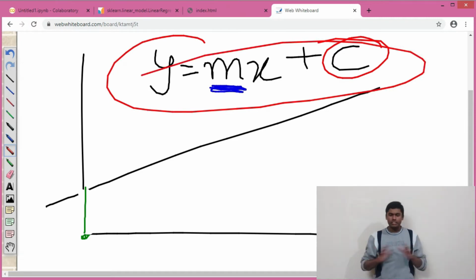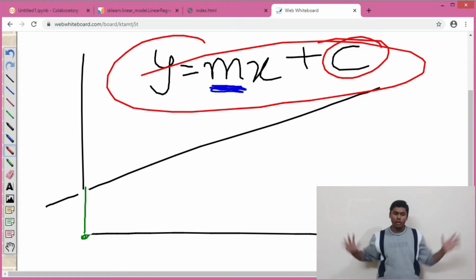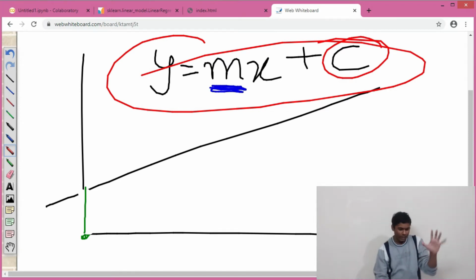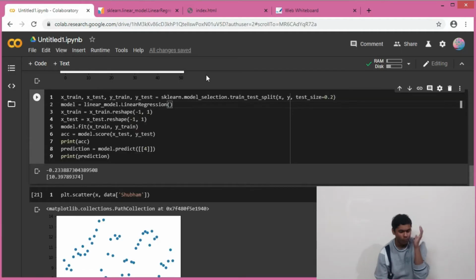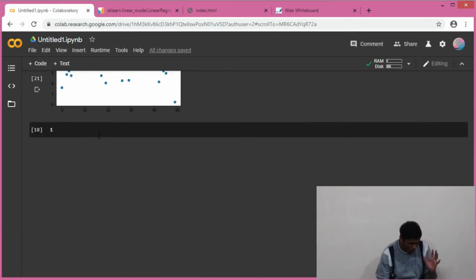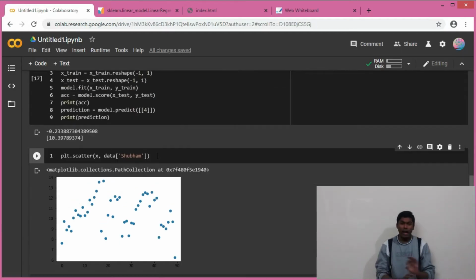Now why was I teaching this to you? Why this long story? Well, so that you can make a line and you can program the line. How are we going to program a line? I have my data right there. What do I need now?